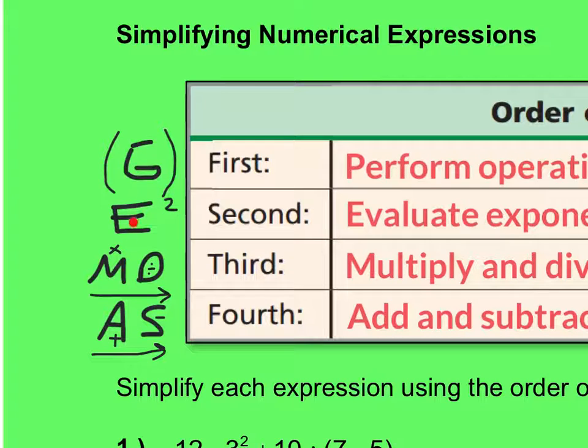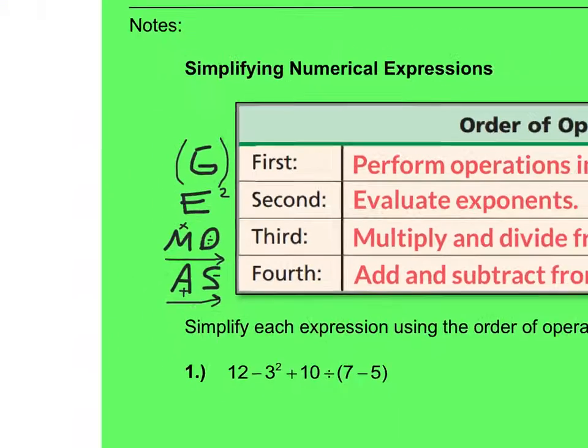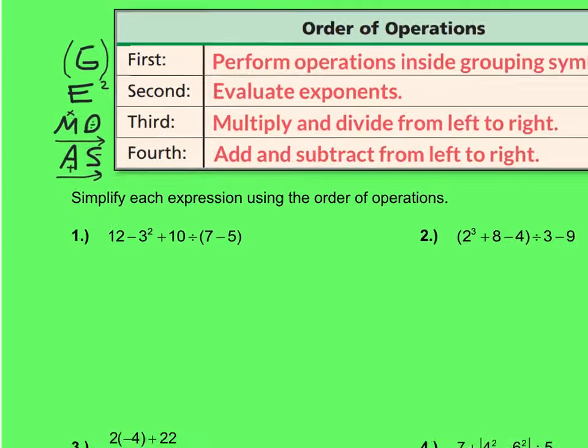This picture here is basically the order of operations. And whenever I'm taking a test or doing a worksheet, I tend to write this on there as a reminder to follow the order when I'm solving problems. Grouping symbols or parentheses first, exponents second, multiply and divide from left to right, add and subtract from left to right. Let's do some examples.